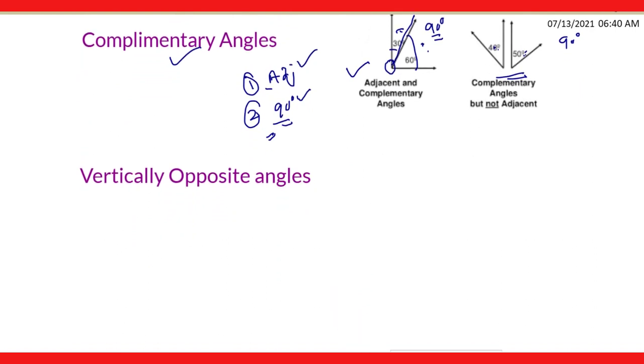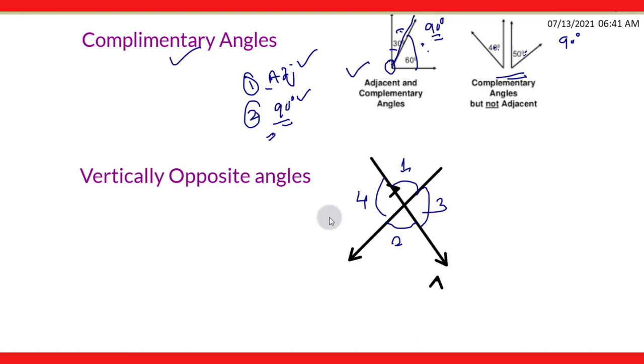Now the next is what? Vertically opposite angles. Correct? If two line segments intersect each other, then this angle and this angle will be called vertically opposite angles. So angle 1 and angle 2 are called vertically opposite angles, and angle 3 and angle 4 are called vertically opposite angles, and these vertically opposite angles are always equal. So here we can say that angle 1 is equal to angle 2 and angle 3 is equal to angle 4.